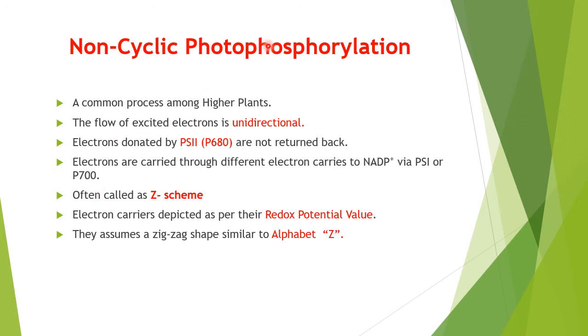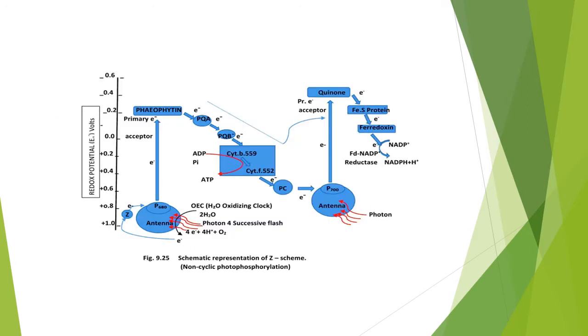This non-cyclic photophosphorylation is often called the Z-scheme because electron carriers, which are depicted as per the redox potential value, assume a zigzag shape which is similar to the alphabet Z. If you see the outline of this Z scheme, we have one system here which is called P680, pigment system second. Then we have another system, pigment system first, P700. These are its antenna molecules, this is its reaction center. Now these two systems will accept the photon simultaneously.